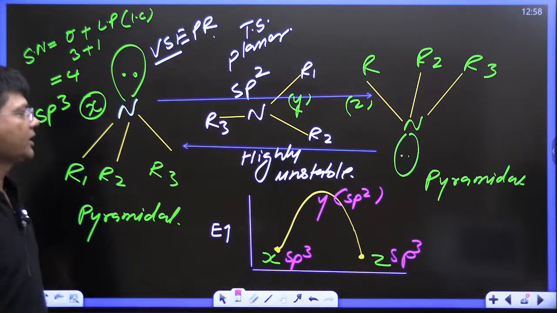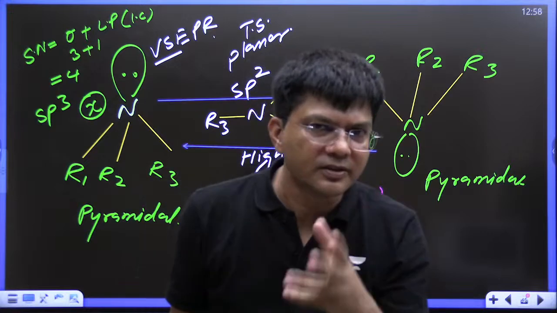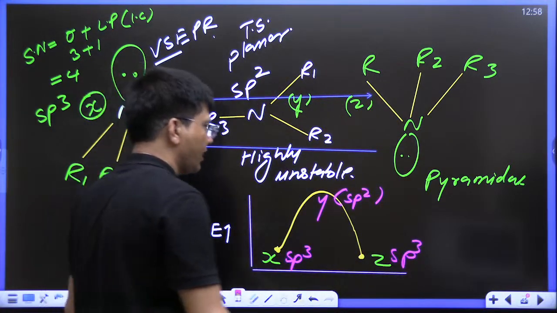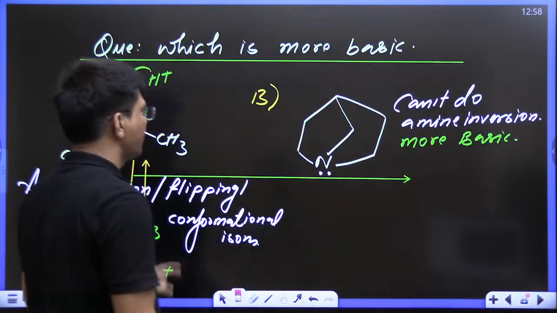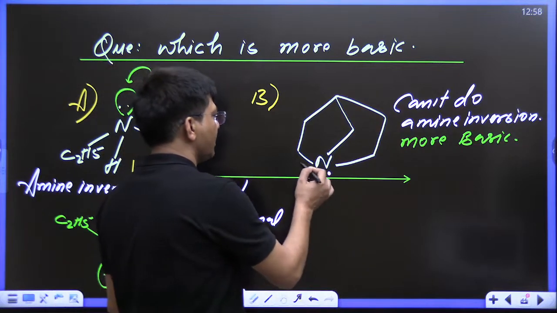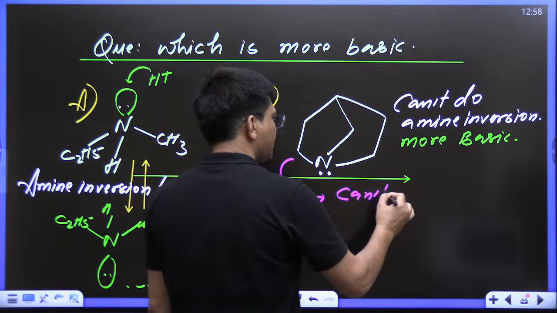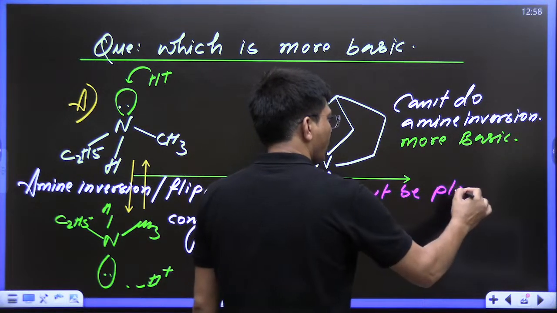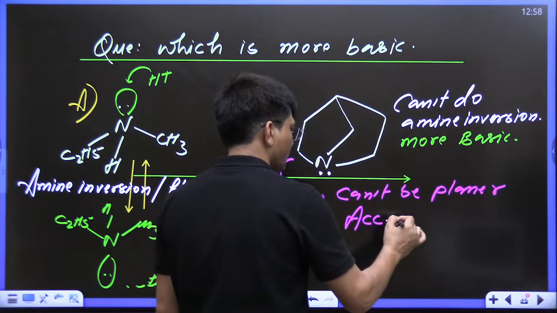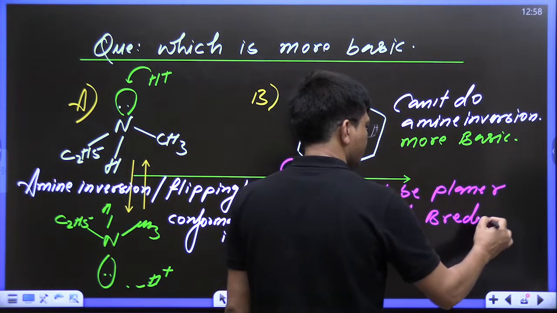Now why, sir, are you telling all these things? The question was something else. This has a reason, and this is the base. Everyone try to understand. This can't be planar. Why can't it be planar, kids? It can't be planar according to Bredt's rule. What does Bredt's rule say?